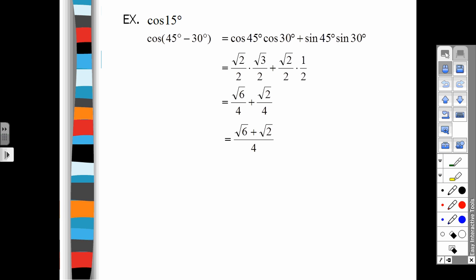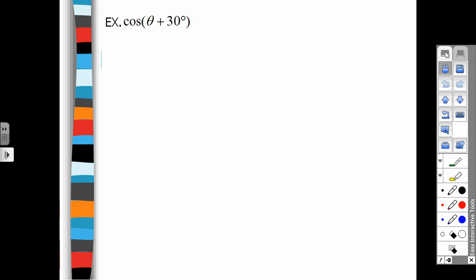Okay, let's try another one. What about the cosine of theta plus 30 degrees? Now, our answer is going to end up having theta in it since we don't know what that actual angle measure is, so we can't evaluate it, right? But we can still apply our sum identity for cosine, and we get cosine of theta times the cosine of 30 minus the sine of theta times the sine of 30.